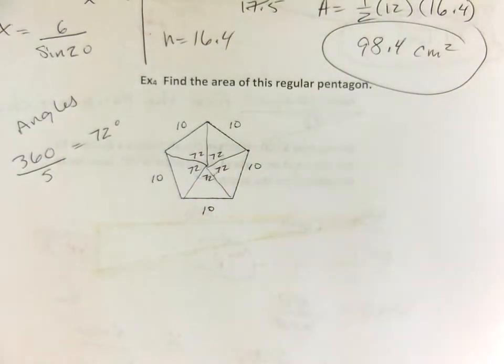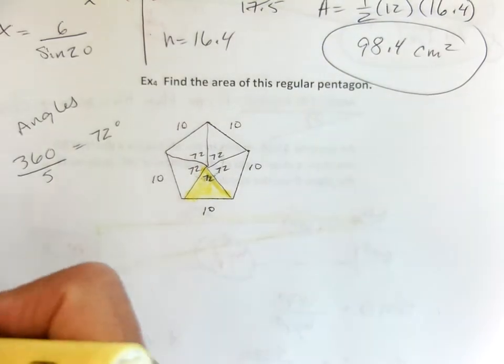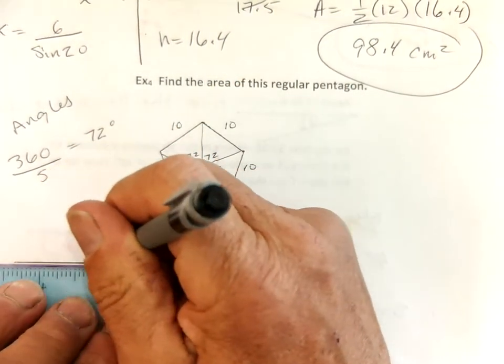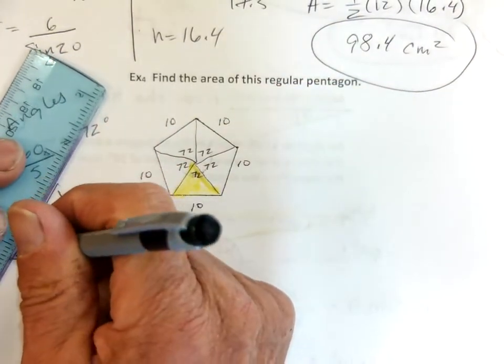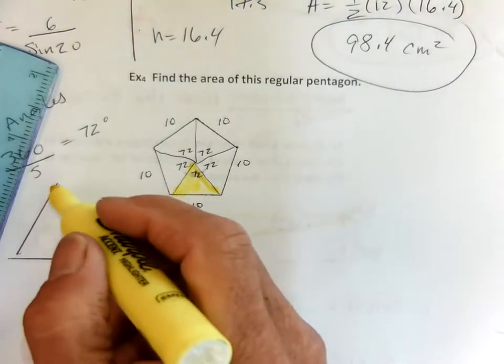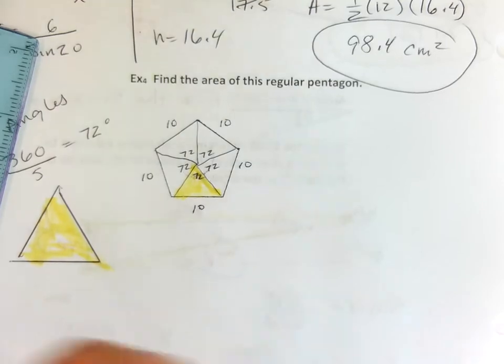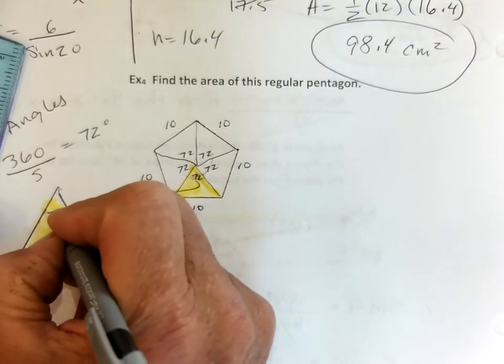Now, since this is right triangle trig, I need a right triangle, right? So let's just look at this one triangle here. I'm just going to draw it again down here, bigger, to make it easy for myself. So this triangle is right there, there's my 10 and my 72, okay?